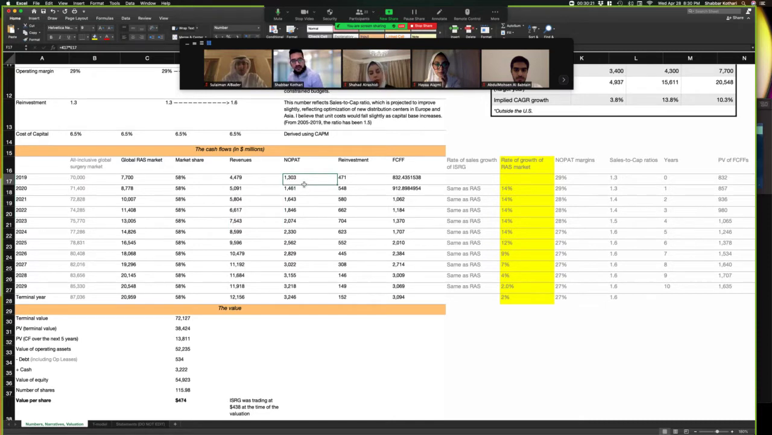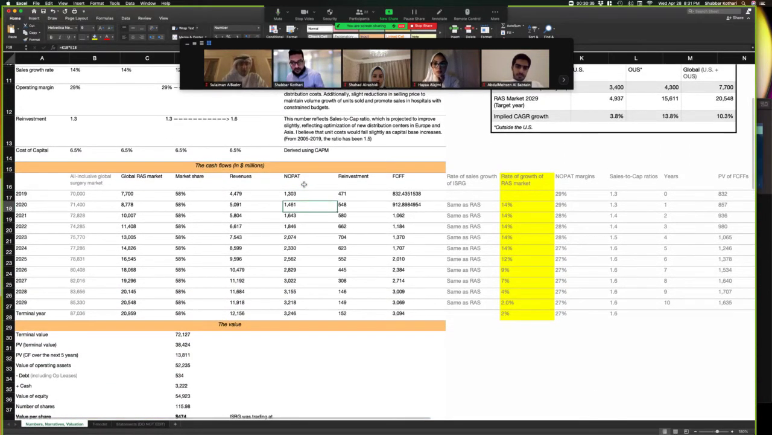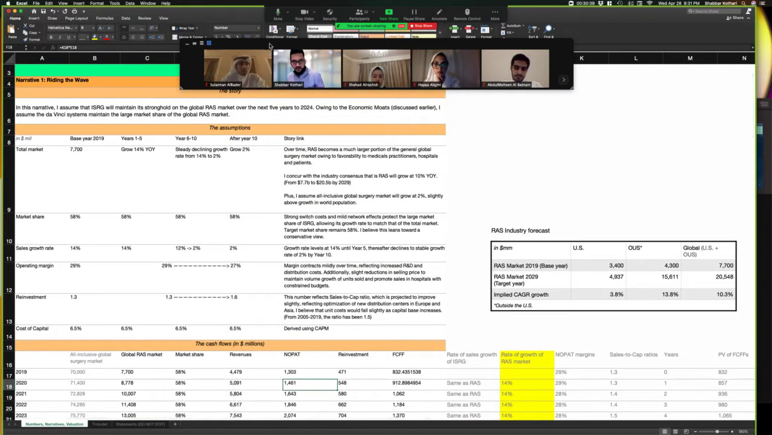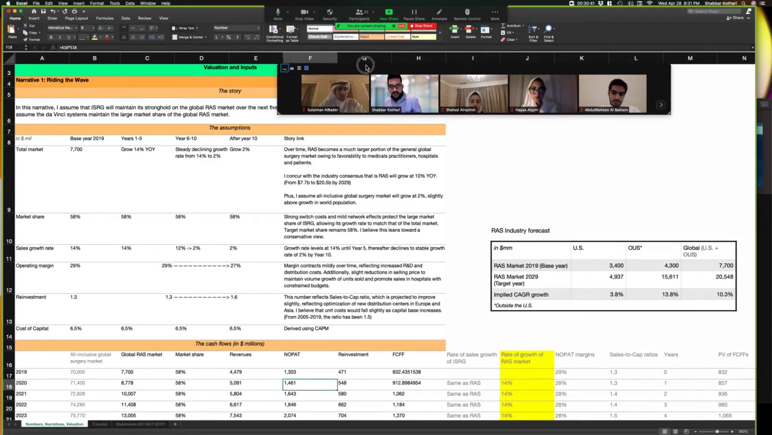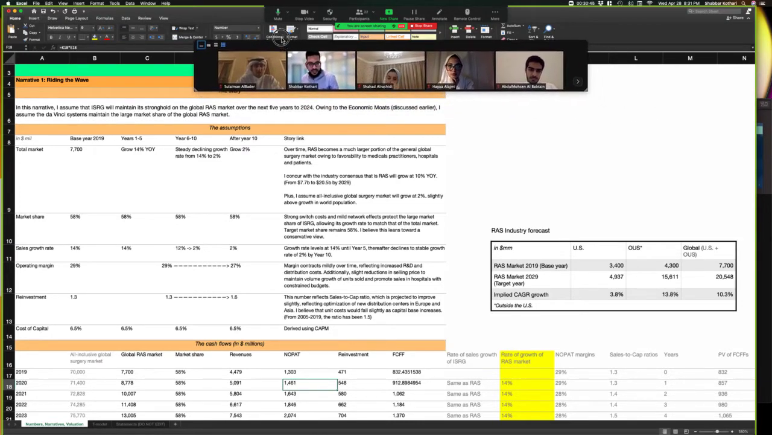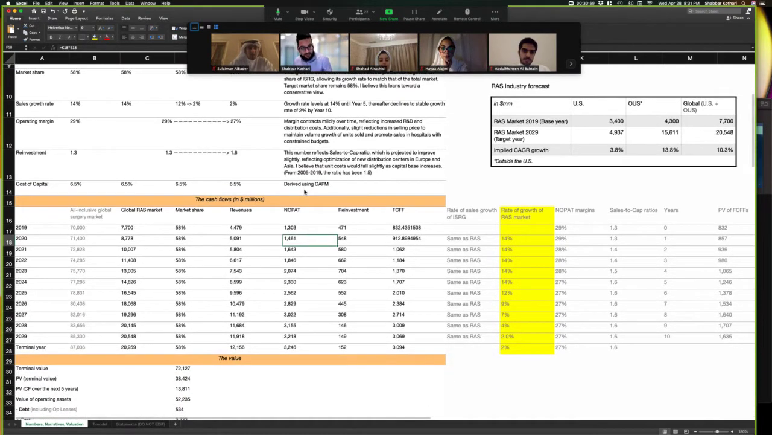NOPAT, by the way, take a note, stands for net operating profit after tax. So it's the operating income we mentioned above, but with tax removed. Of course, there is also a tax assumption in the case of ISRG, and I'm assuming an 8% tax rate. That can be found in the 10K.